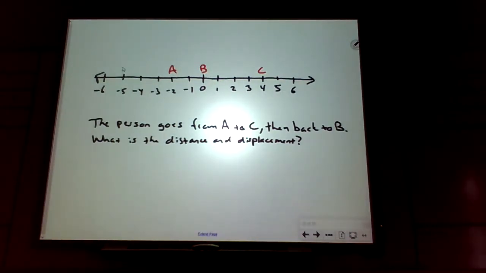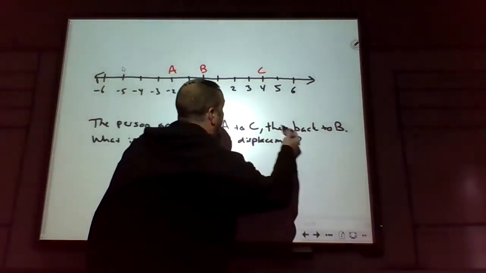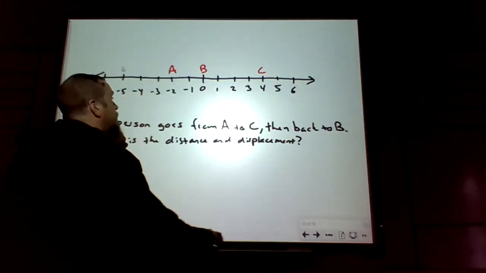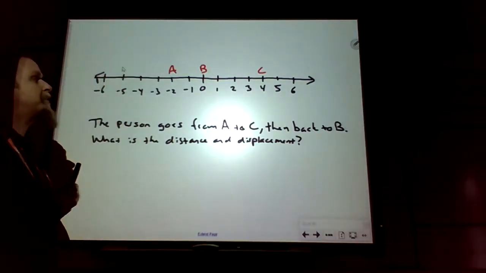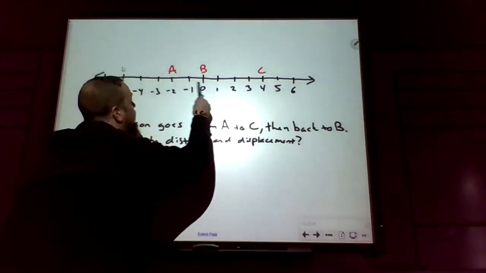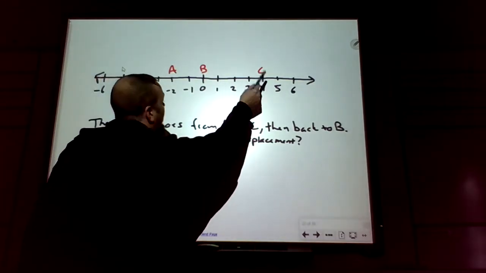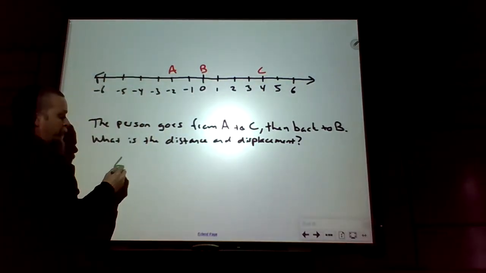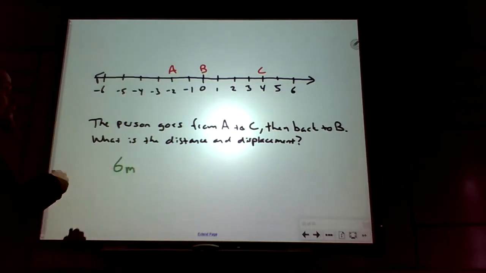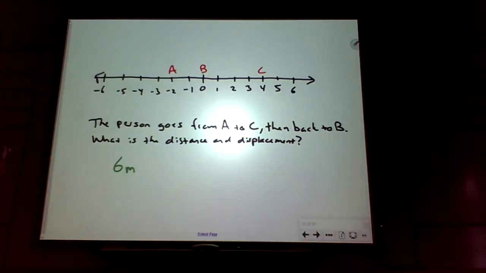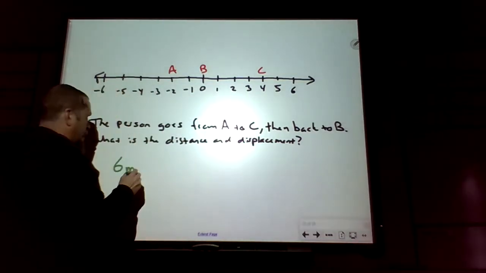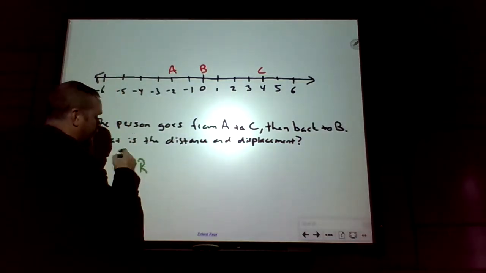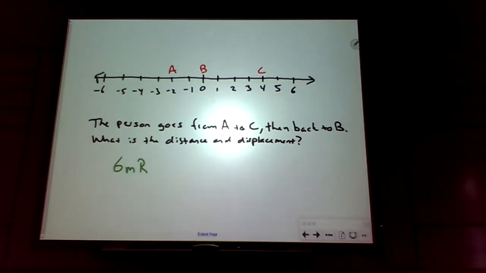Well, first we got to figure out what happened. So we have to take this part and use the number line to turn it into numbers. So from A to C, and we can just count these out. From A to C is 1, 2, 3, 4, 5, 6, whatever our unit is. And again, if there's no units there, you can say that it's meters. And this motion is to the right. So 6 meters right is our first part.